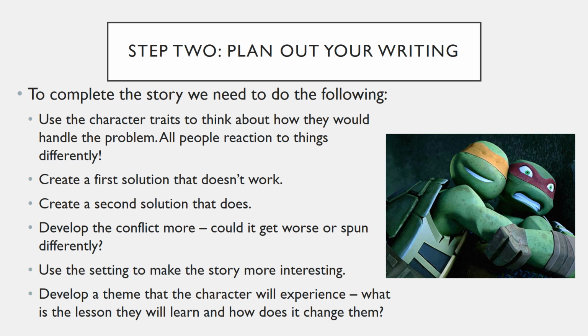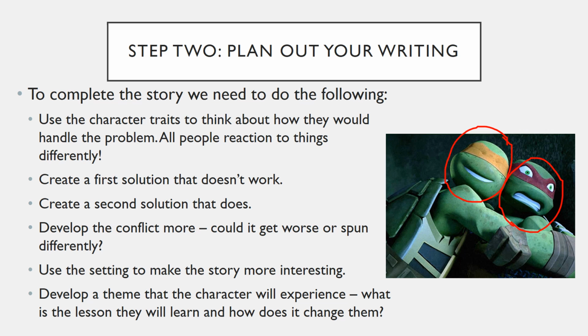Our second step is going to be to plan out the writing. To complete the story, we need to use the following. We want to use the character traits and think about how they would handle the problem. All people react to things differently. For example, we already know Michelangelo is pretty fun-loving and will joke a lot. He might say a few things that the very angry Raphael may not. In this story, we want to make it so that our first solution doesn't work. The reason we do that is it makes the story much more interesting. The second solution, however, will work.